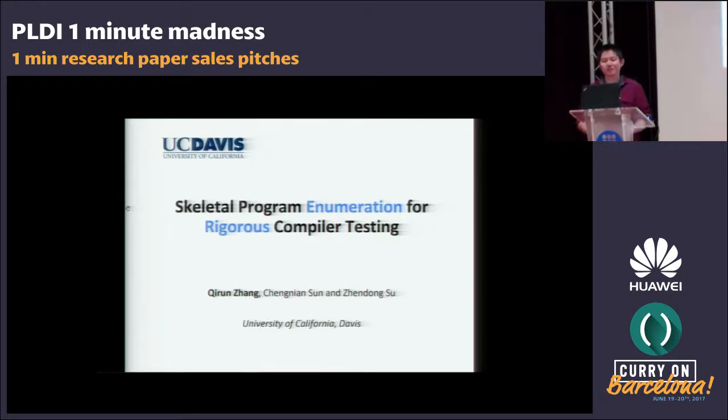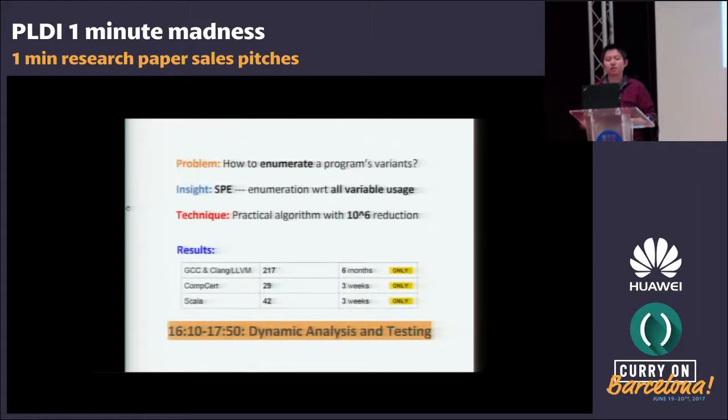Hello, I'm here again to present another work on compiler testing. So in this work, we consider the program enumeration problem for compiler testing. So the problem is, given a program, how do you enumerate all this program's variants? The key insight of this enumeration is that by enumerating the programs, it is possible to exploit all the variable usage patterns. By exploiting that, it is possible to trigger multiple compiler optimization passes and to find bugs. And the technical challenge for our problem is how to efficiently enumerate the programs.